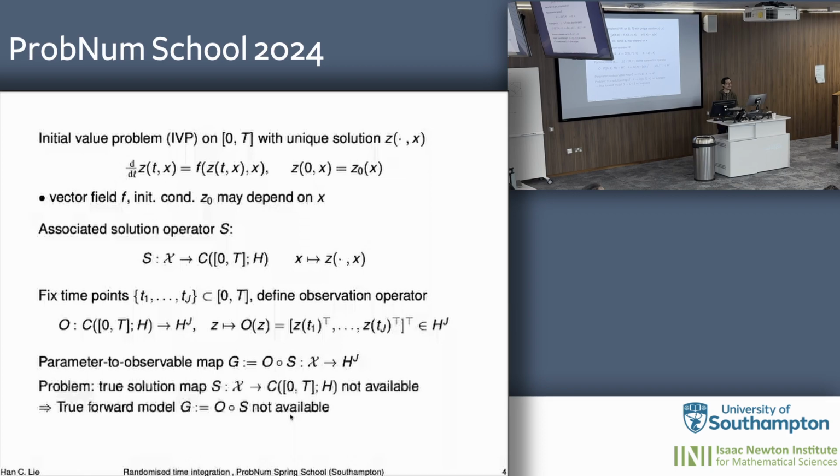The problem is that in many cases, we just heard a really nice talk from Moto about model misspecification. There was also a talk yesterday about this. We don't have the true solution map. Even if we assume that our PDE or ODE is the correct representation of reality, which in general it's not, we can't even solve that exactly, right? So we don't have access to S. In particular, this means that even if we knew the observation operator exactly, we could not get G. We can't actually use G.